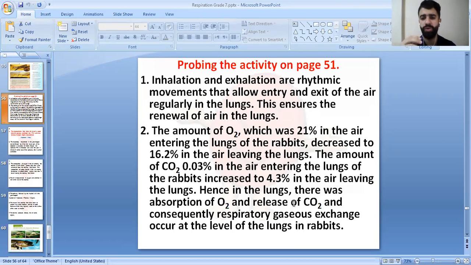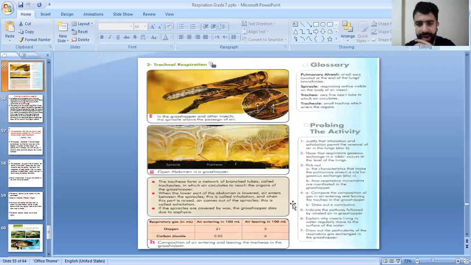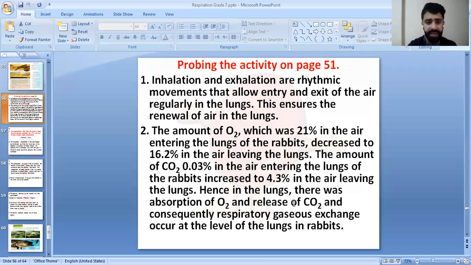Compare the amount of O2, which was 21 in the air entering. This one is analysis. Part 2: the respiratory gas exchange occurs at the level of the lungs, because the amount of oxygen, which was 21 in the air entering, decreased to about 16.2 in the air leaving. While that of CO2 was 0.03 in the air entering, and it increased to 4.3 in the air leaving. So in the lungs, there was absorption. We absorb O2 since the amount of O2 decreased, and we release CO2 since the amount of CO2 increased. So this is called respiratory exchange.